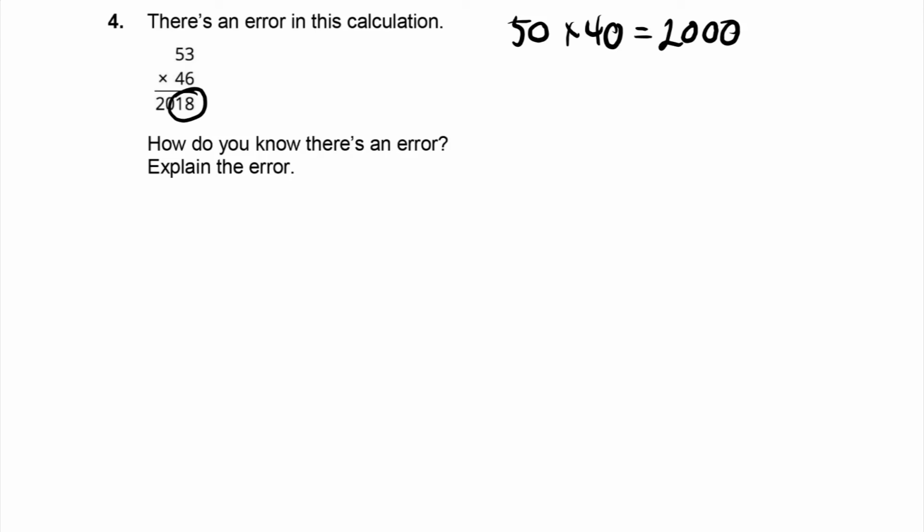But when there's only 18 in addition to the 2,000, I can see that that's just 3 times 6. It gives me the 18, but I've ignored the fact that then there's also 4 times 3 and 6 times 5. So that tells me that my 2018 is much smaller than it should be.